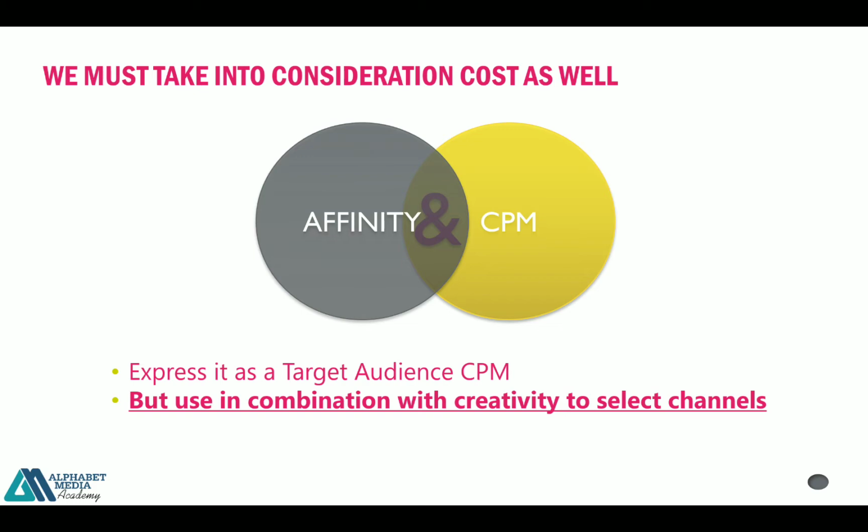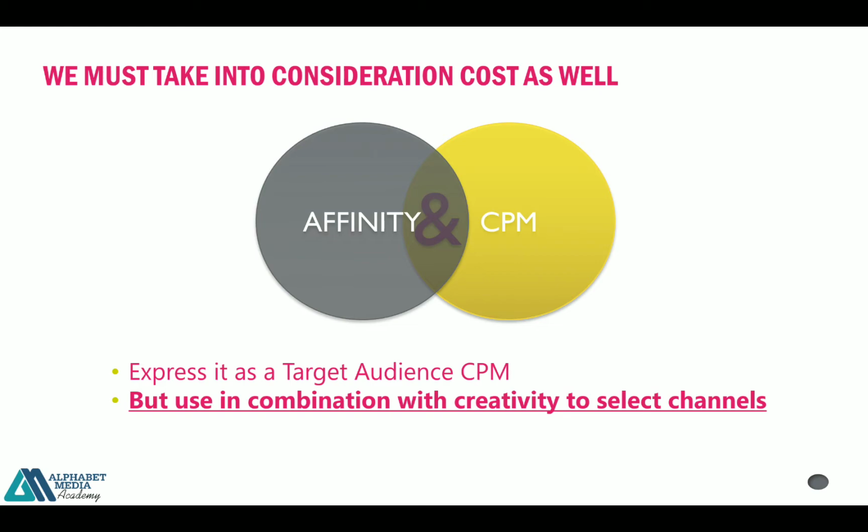But we also need to take into consideration cost as well. So buying based on affinity can tend to be even more expensive. It can become more expensive if you're not careful about it. So you must look at the affinity of a medium in conjunction with the cost per thousand, or CPM, or cost per mil, depending on what terminology you want to use, because this would really help you understand whether you should be investing behind that particular medium or not.